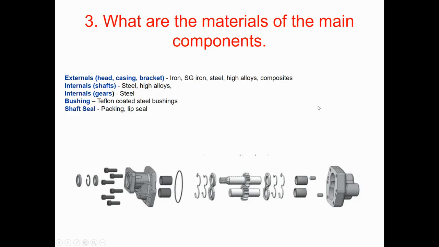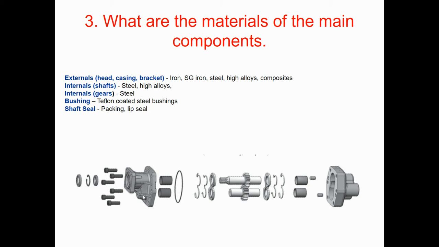Now, what are the materials of the main components we have for this pump? You can actually take this photo and use it in your description in your report. As what you can see here, we're going to have the external part, which is the casing. That's the casing of the pump. We do have the head. Usually these are going to be made from iron or gray cast iron.